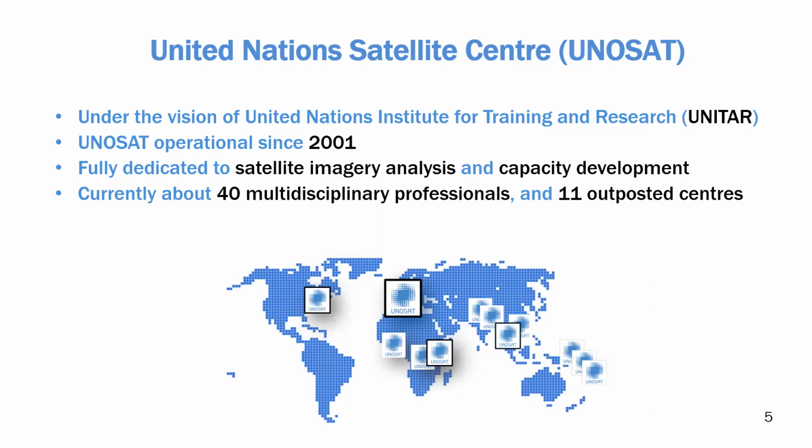And we are fully dedicated to satellite imagery analysis and capacity development focused on remote sensing and geospatial analysis. Currently, we have about 40 professional staff and 11 outpost centers. The headquarters is located in the Geneva office, and another three regional offices are located in Nairobi, Kenya, New York, USA, and lastly in Bangkok, Thailand, where we are sitting here.